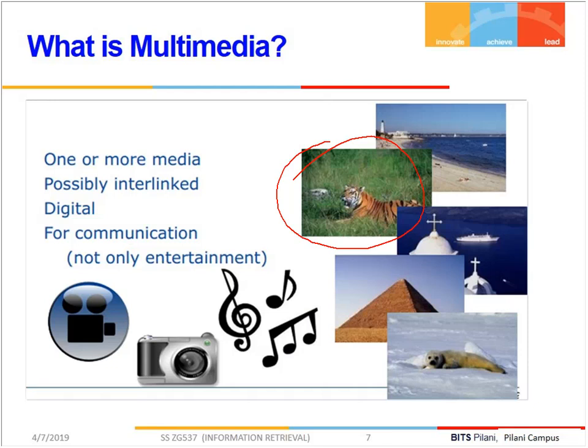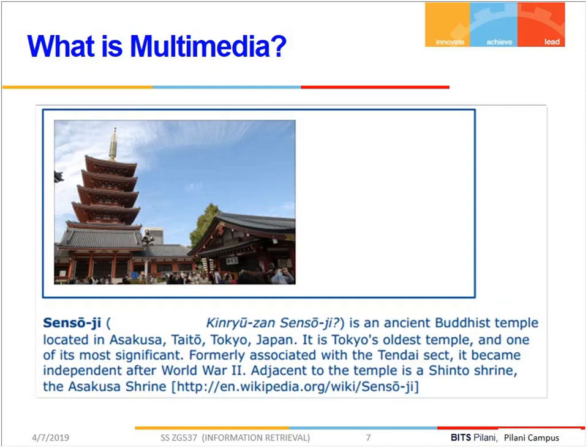Images are generally represented in a digital format. We will see how they are represented later. If you see here, this is also a multimedia query, because you are given an image, and this image is of a very famous ancient Buddhist temple. What we have is an input image as a query, and what we want is a description of this image.